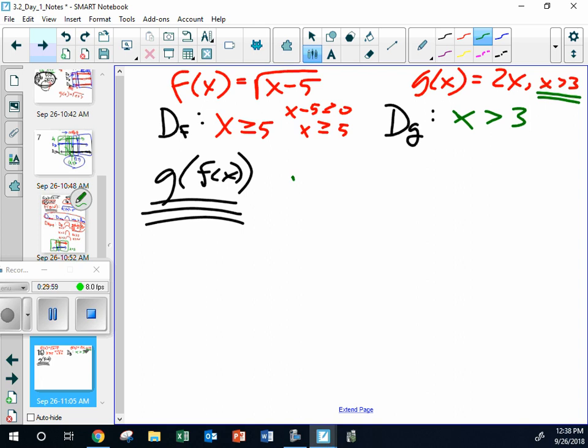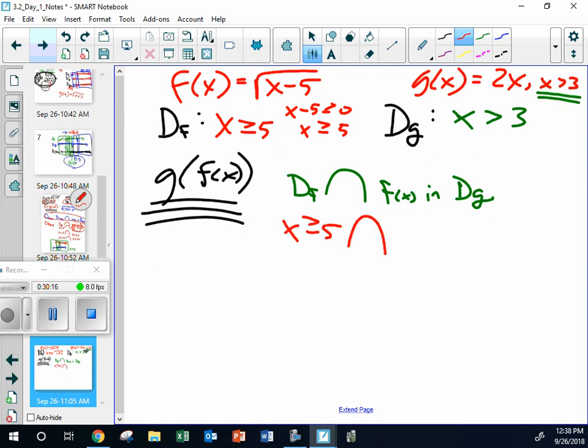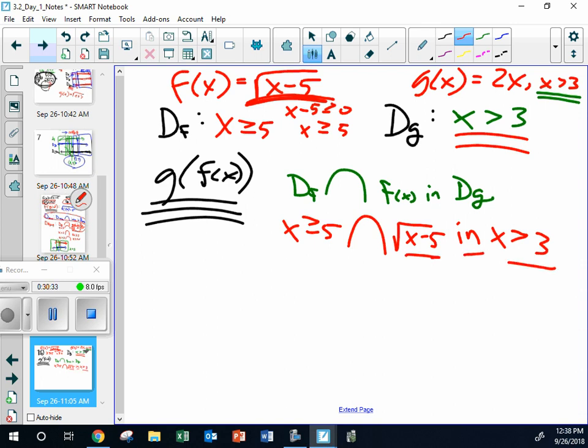You start with the domain of the inside, domain of f, intersected with f in domain of g. Okay, what is the domain of f? X is greater than or equal to 5. Intersected with f of x. Which one's f of x? This one. Square root of x minus 5 in, what's domain of g? See how it's really handy to have all this stuff done ahead of time? X is greater than 3. Now how do I put this in that? Square root of x minus 5 has to be right there, greater than 3.